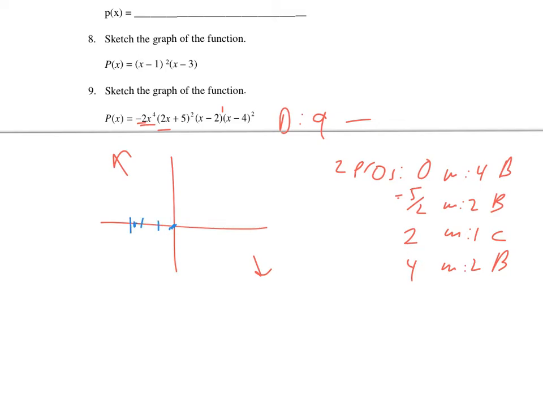We have +2, and we have +4. So what's the only cutting one is the 2. So we're going to bounce off this one, cut through. Oh, missed it a bit there. Let's try it again. Bounce off that one, and then cut through, and then bounce off.